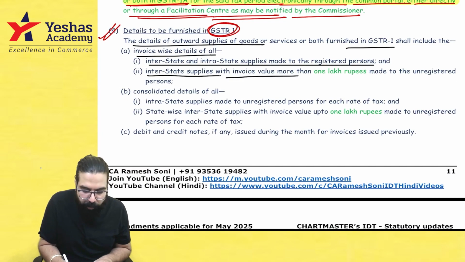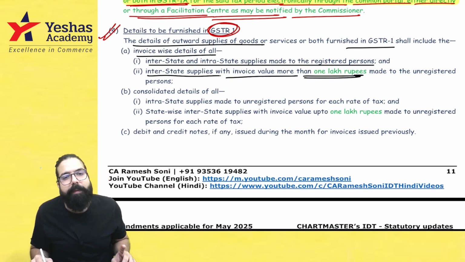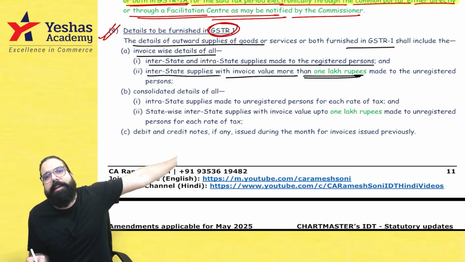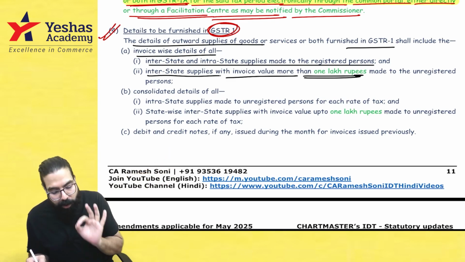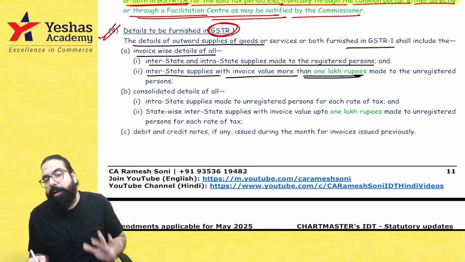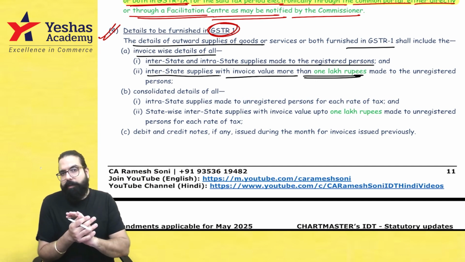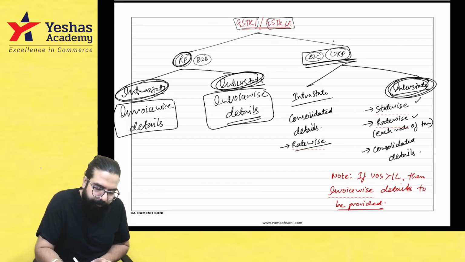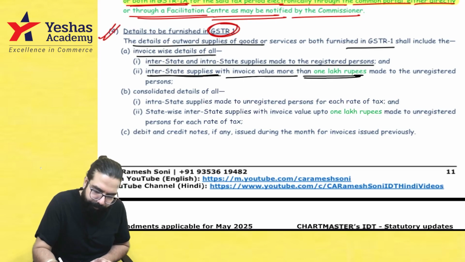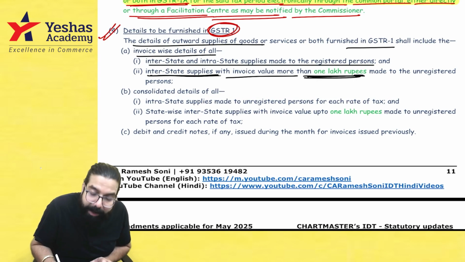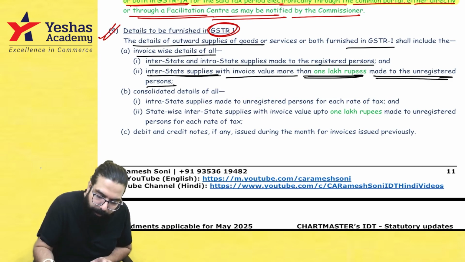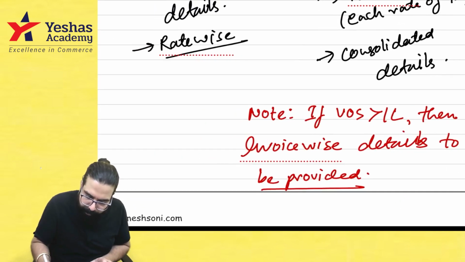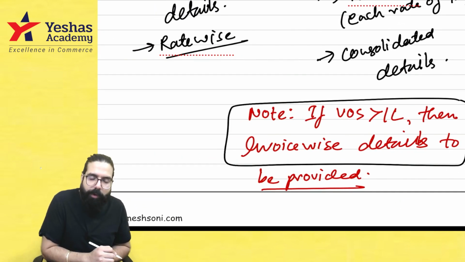Then interstate supply with invoice value more than 1 lakh. It was earlier 2.5 lakh. Mind it, in your tax invoice chapter also 2.5 lakh is there. That is the same as it is. We are not talking about the tax invoice chapter, we are talking about GSTR1 returns. In return, you can show consolidated details. But if it is an interstate sale and the value is more than 1 lakh, made to an unregistered person, then you have to give invoice wise detail.